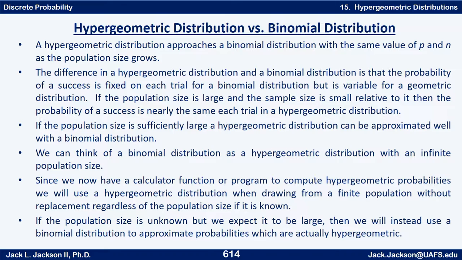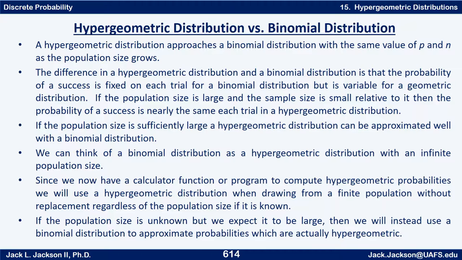So it's almost like a binomial if that population size is really large, and that's basically what we just saw in that last slide. So a hypergeometric distribution approaches a binomial distribution with the same value of p and n as the population size grows. If the population size is sufficiently large, a hypergeometric distribution can be approximated very well by a binomial distribution, and of course the bigger the population size, the better that approximation is. So one way we can think of a binomial distribution is basically like a hypergeometric distribution with an infinite population size.